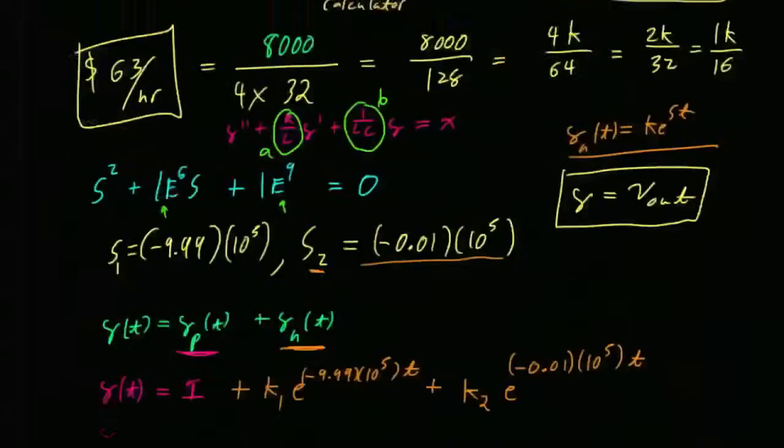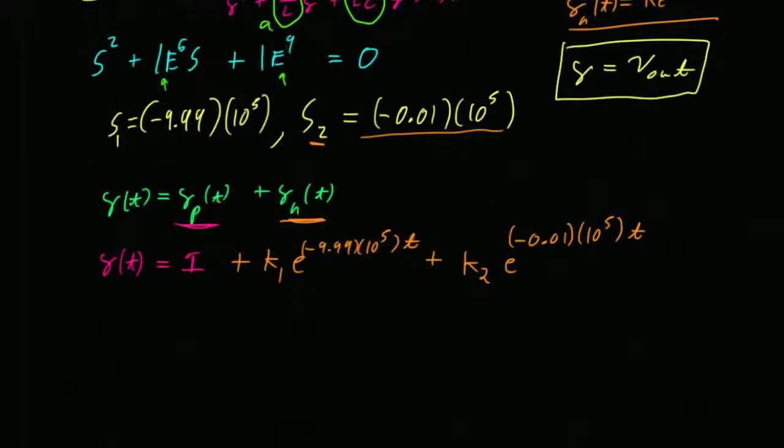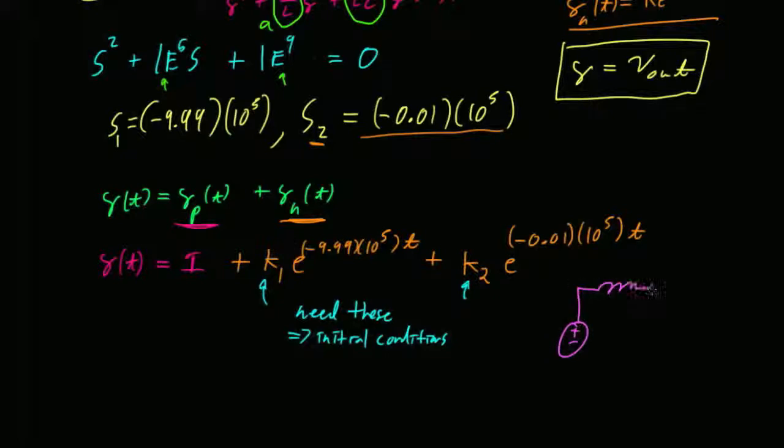Okay, am I done? I need K1 and K2. And how am I going to get those? How do I always get these values? Initial conditions. So, let's assume that my input voltage was off for a really long time. What do you think my initial output voltage is? What do you think V out should be at time t equals 0 if this input has been off? It should be 0.